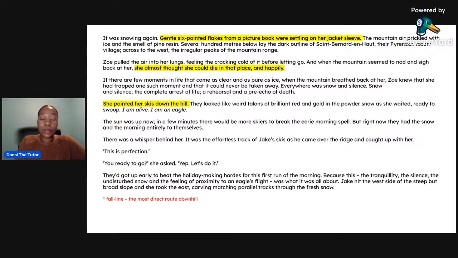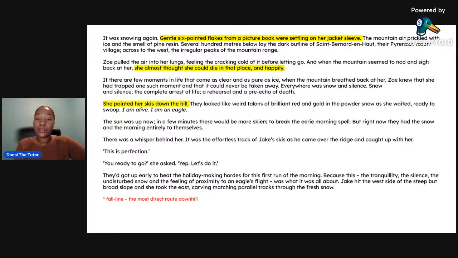Right, so we'll have a read. It was snowing again. Gentle six-pointed flakes from a picture book were settling on her jacket sleeve. The mountain air prickled with ice and the smell of pine resin. Several hundred meters below lay the dark outline of St. Bernard on Horse, where the Pyrenean resort village across the west, the irregular peaks of the mountain range.